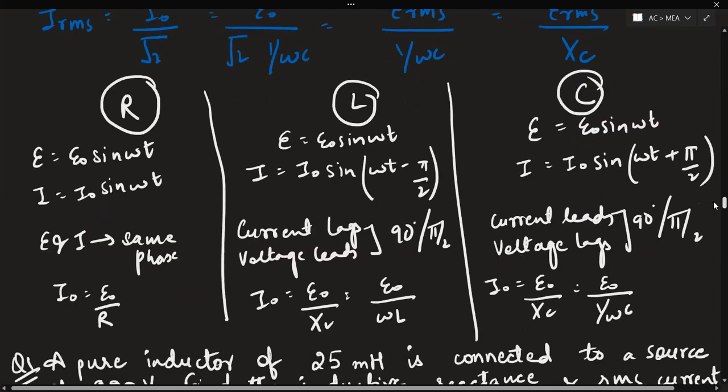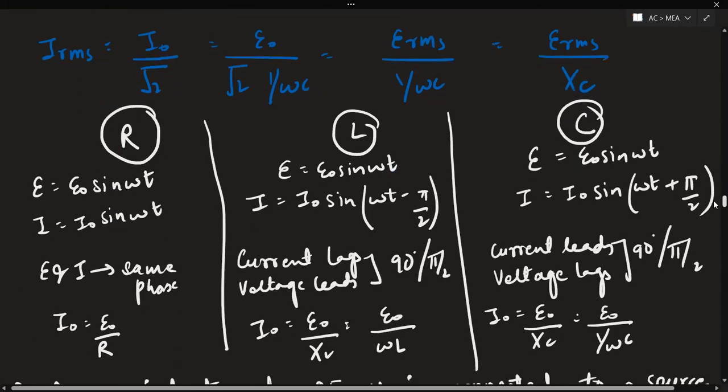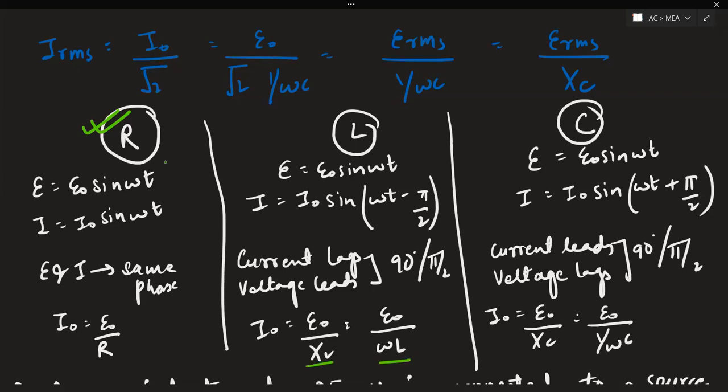You can note this for your revision. Just a quick revision of what we have studied. Circuit containing only resistor: E is equal to E naught sine omega t, I is equal to I naught sine omega t. E and I are in the same phase, I naught is E naught by R. Inductive circuit: E is equal to E naught sine omega t, I is I naught sine omega t minus pi by 2. It means current is lagging by 90 degrees. And you can write E naught by XL as current's value, where XL is written as omega L.